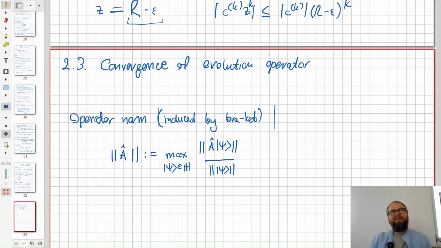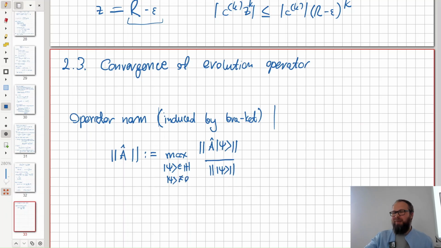You should avoid the zero vector in the definition. The zero vector has zero norm, so we'll run into trouble: it is 0 over 0. So psi should not be the zero vector, max over psi not zero.